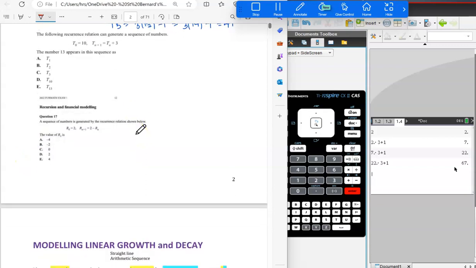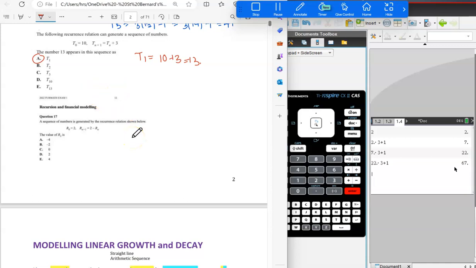Okay, so the next one: the following recurrence relation can generate a sequence of numbers. The number 13 appears in the sequence. This one was pretty easy, isn't it? T1 would equal the one before plus 3. Isn't that 13? So 13 occurs at T1. Do we all get that?